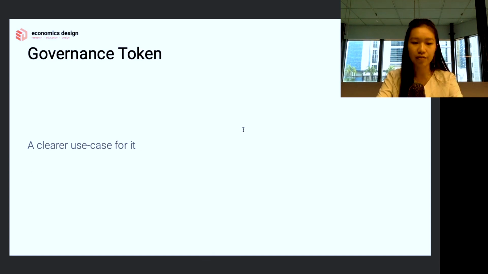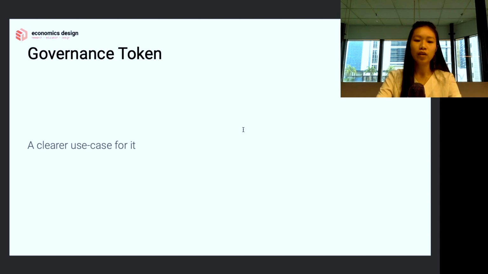And lastly, governance token. Yes, everyone talks about governance token. I still have no idea how to price a governance token, because it's kind of like a mix of discounted cash flow plus some form of voting equity-like structure. It's still very complicated. A lot of people are using governance tokens as a way to give a reason for the existence of native tokens. That makes sense, okay? What I would suggest is to have a clearer use case for it.